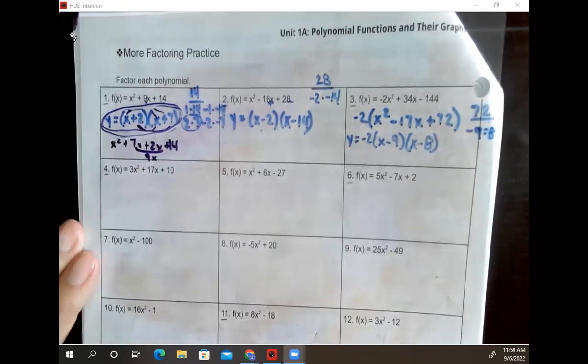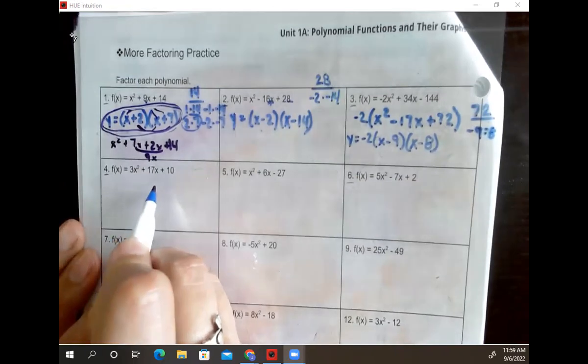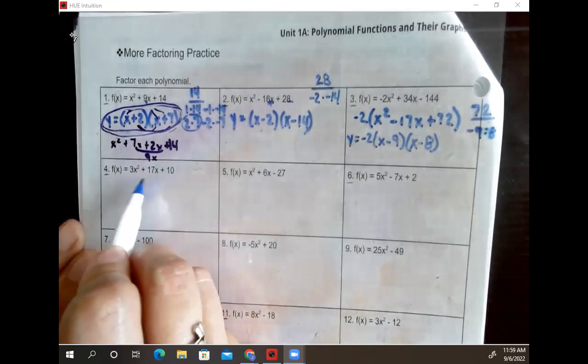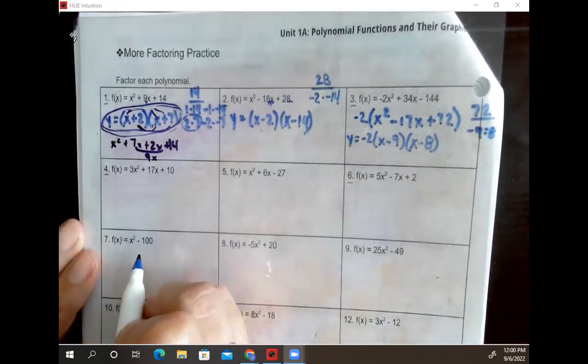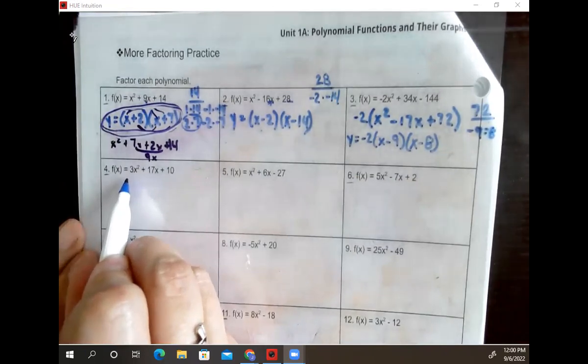Let's take a look at number 4. Do I have a GCF I can pull out on number 4? No, not everything has an x. 3 and 17 and 10 don't have any common factors. Since I have a lead coefficient this time that is not 1, I'm going to use AC method.